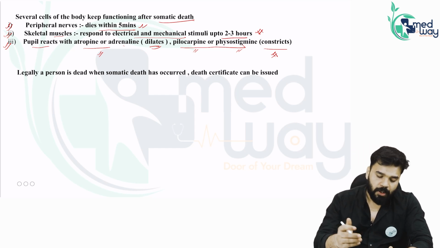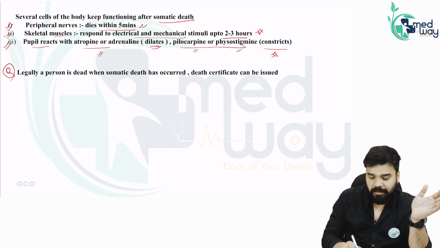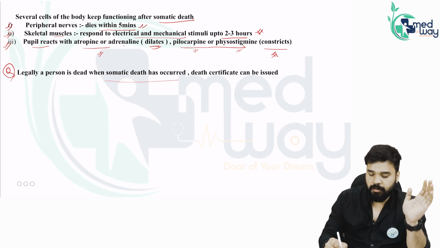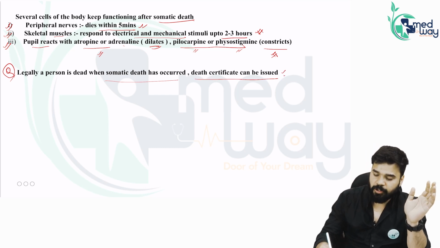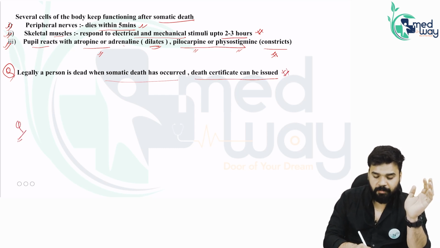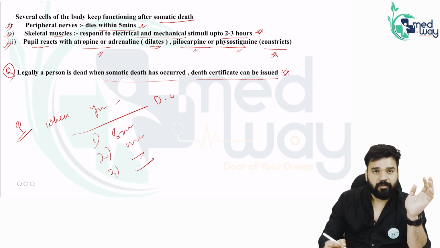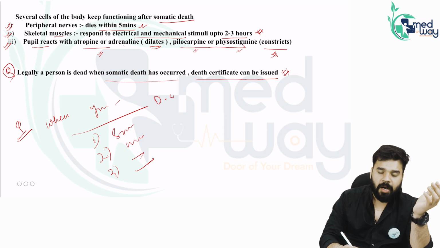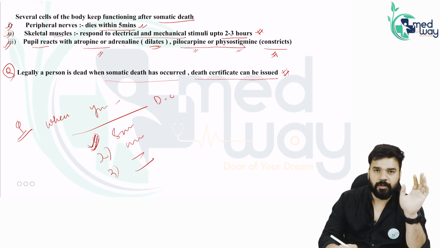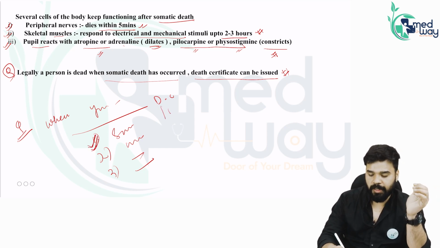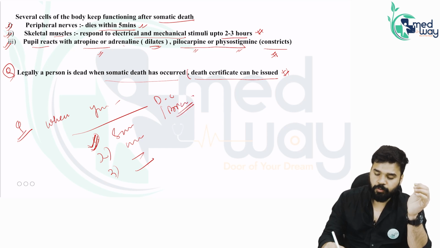But legally, a person is dead when somatic death has occurred. Death certificates can be issued. So, if the examiner asks when you can issue death certificates, with options such as somatic death, molecular death, or whatever, you have to mark the answer as somatic death. After somatic death or brain death, if the patient is declared brain dead, you can issue death certificates.